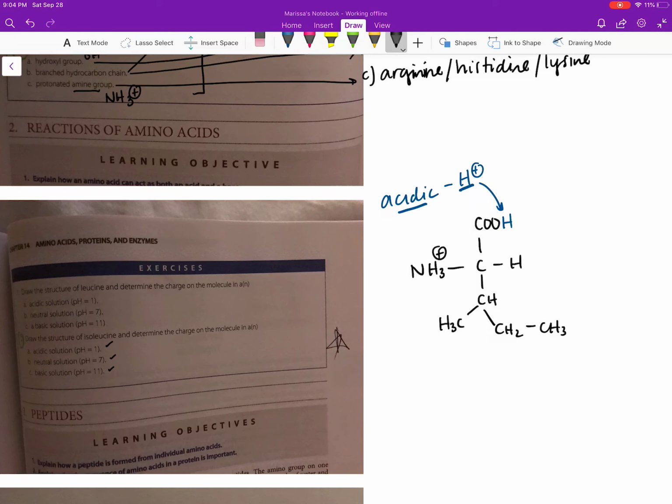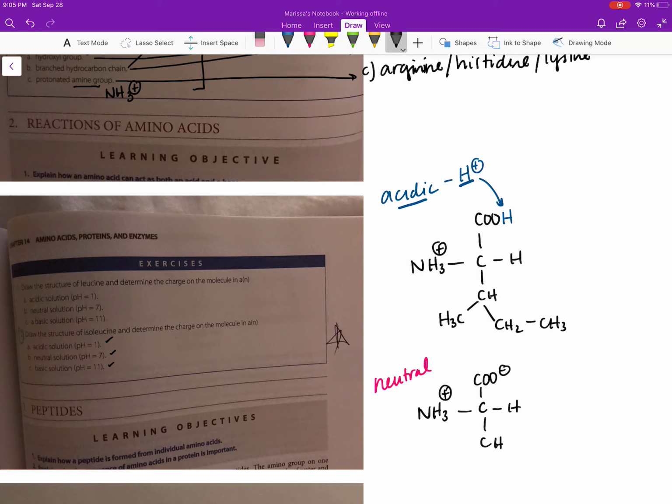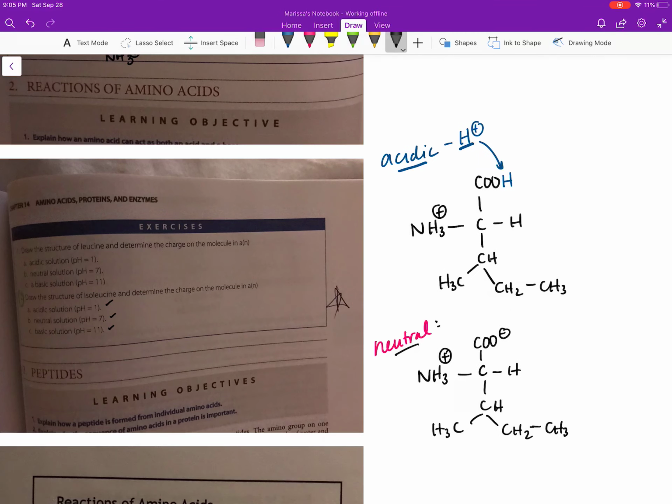Now, when we're talking about a neutral solution, probably should have done that one first, but this is where isoleucine is going to exist as a Zwitter ion. And you think back to what we said a Zwitter ion was. This is where both the negative and the positive charges will exist together, but then leave the molecule neutral overall. Okay, so this is the Zwitter ion.